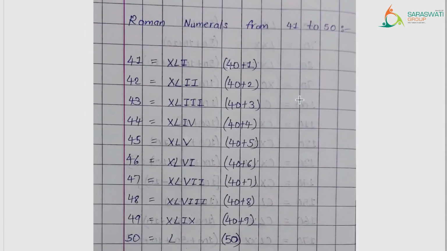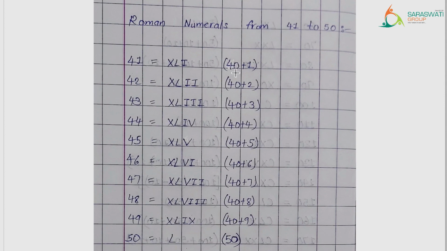Now students, let us look at the Roman numerals from 41 to 50. So हमें पता है कि 40 के लिए रोमन न्यूमरल है X followed by L. So 1 से लेके 9 तक के जो रोमन न्यूमरल्स है that is I, then I repeated 2 times, I repeated 3 times, then I followed by V और 9 के लिए I followed by X. इन सभी के आगे हमने 40 के लिए जो रोमन न्यूमरल है that is XL वो ऐड कर दिया है.